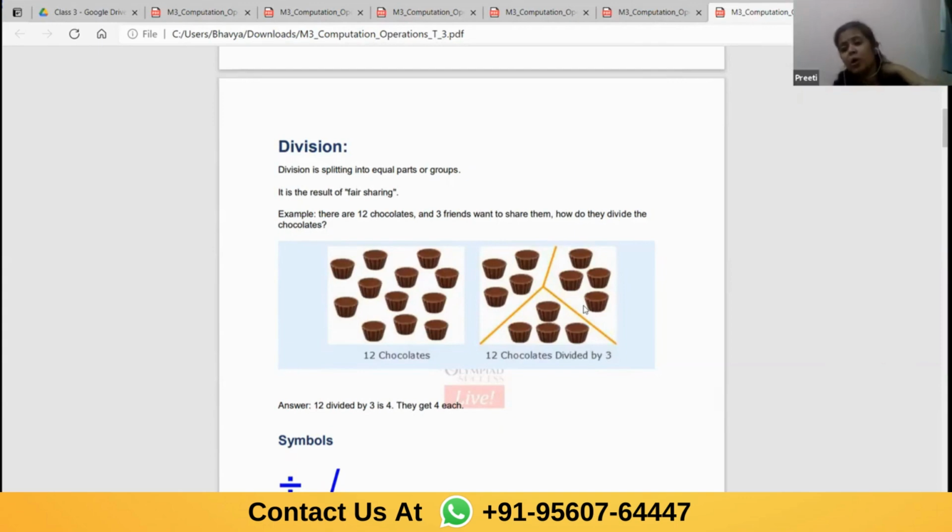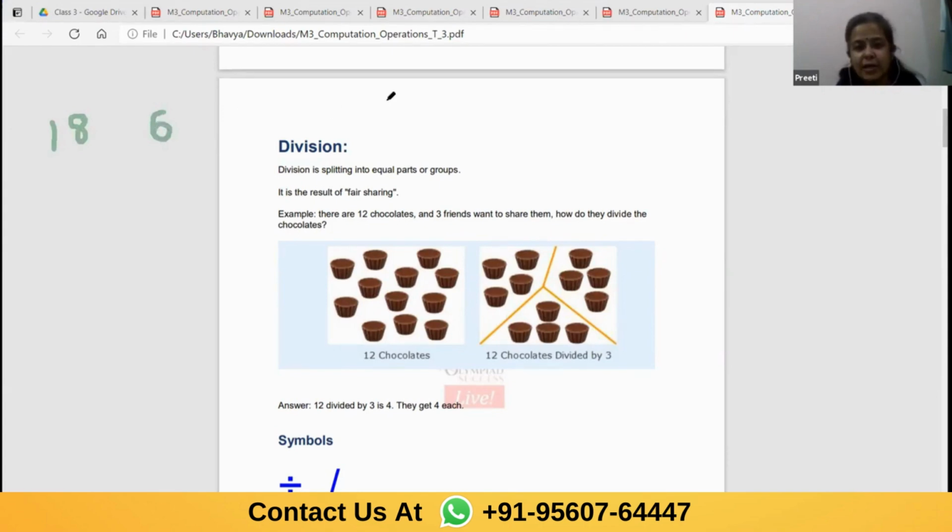Why do we call division repeated subtraction? Because when we divide something into an equal number of parts, division is exactly repeated subtraction. For example, children, if I have to divide 18 into 6 equal parts, what will I do?